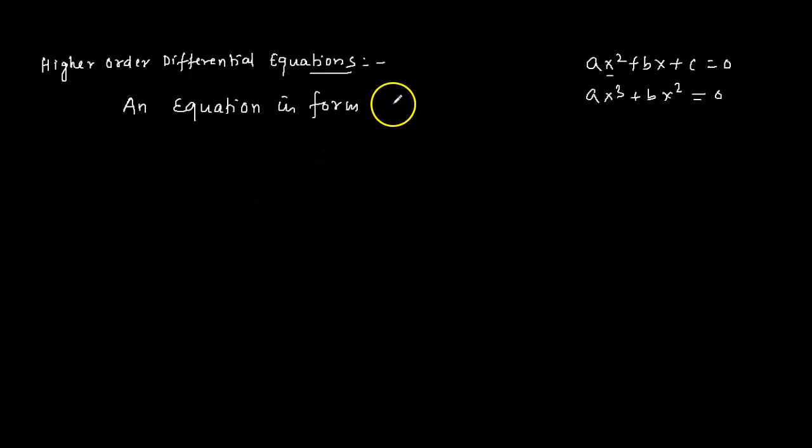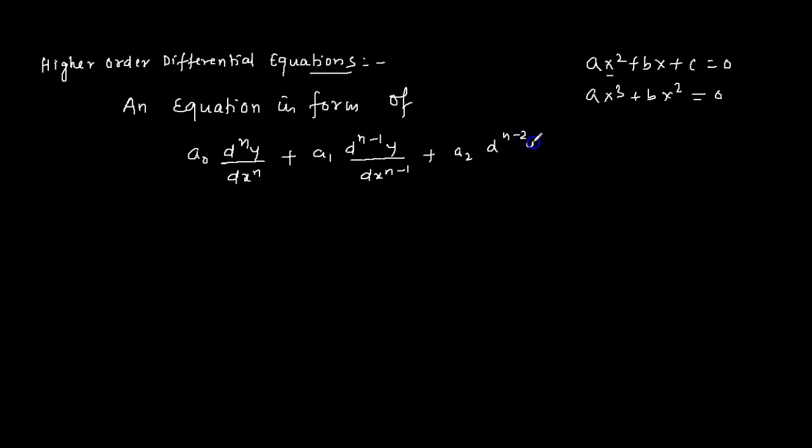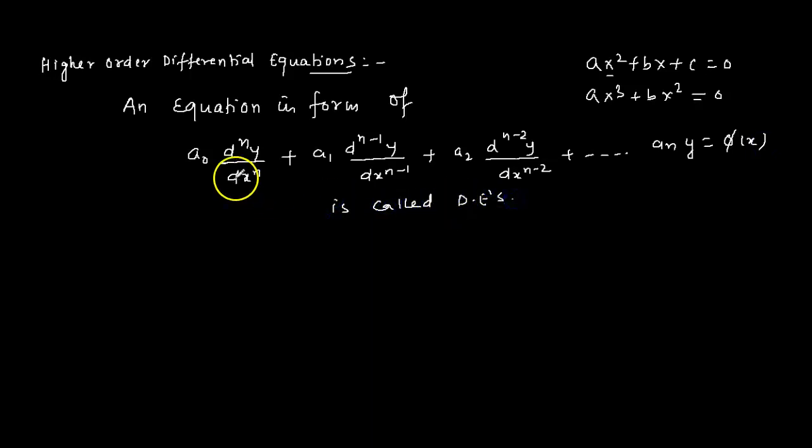An equation in the form of a naught d^n y by dx^n plus a1 d^(n-1) y by dx^(n-1) plus a2 d^(n-2) y by dx^(n-2) and so on, plus an y is equal to phi of x, is called a differential equation, where this a naught, a1, and all are constants.